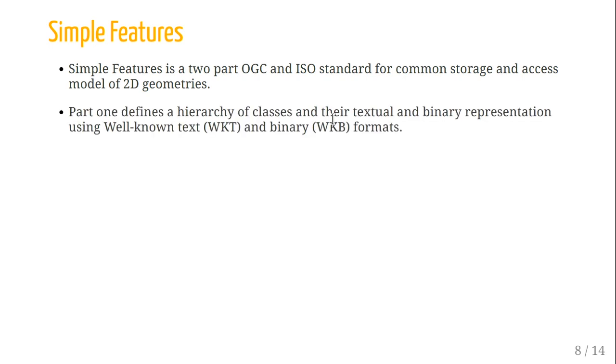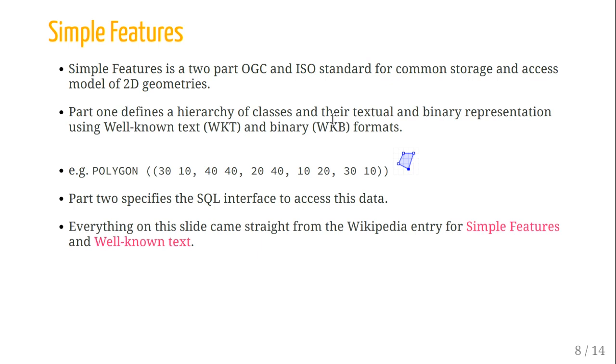So before I talk about the SF package, the successor to SP, let's look at what simple features mean. Simple features is basically a 2-part OGC, which is, I think, Open Geospatial Consortium or something like that, and ISO standard for common storage as well as modeling of 2D geometries. That's what simple features is. Part 1 of it defines the hierarchy of classes and their binary representation. So well-known text and well-known binary, how to represent geometries using these 2 formats. That's what that part 1 specification is.